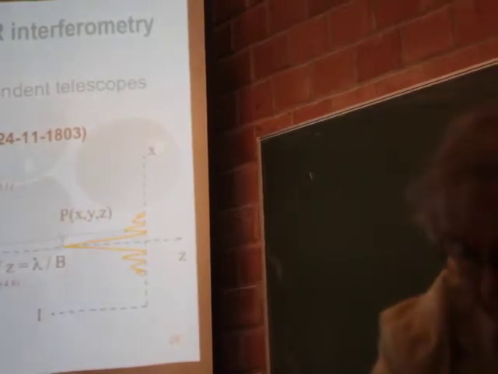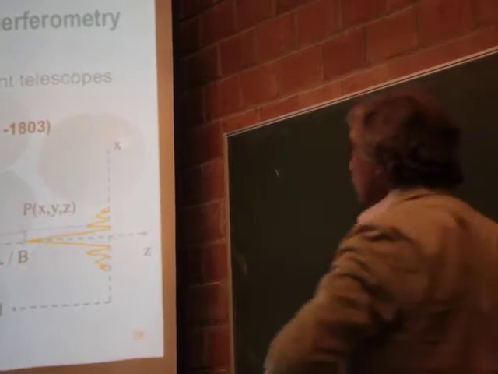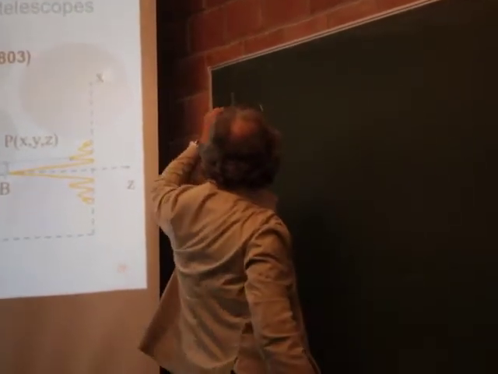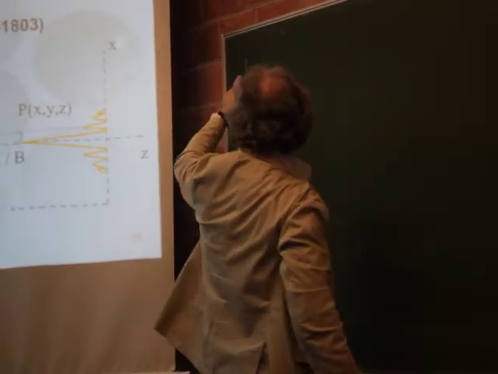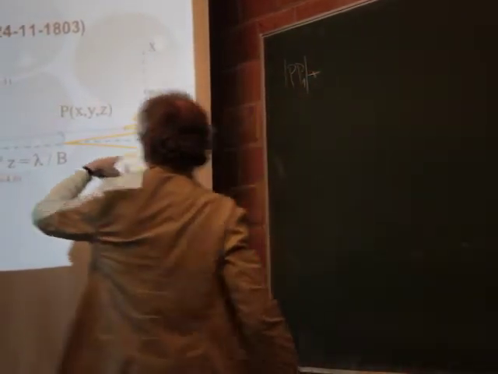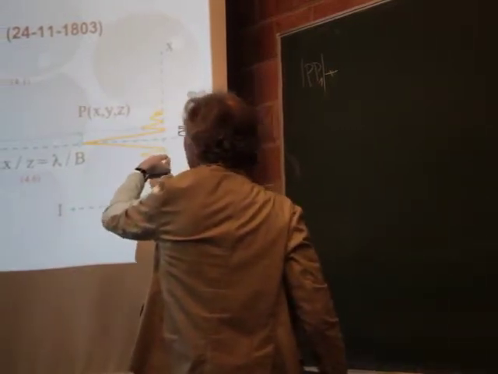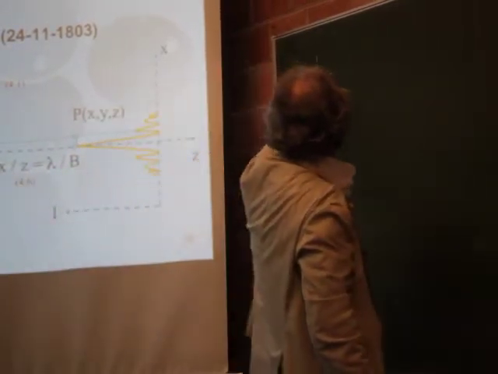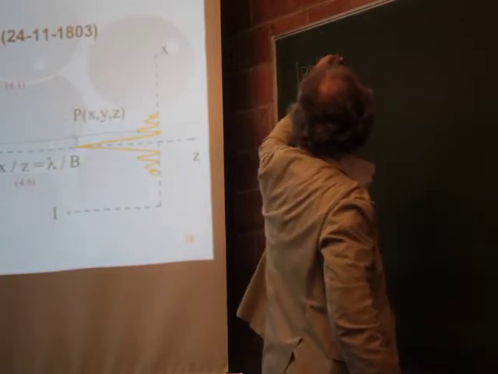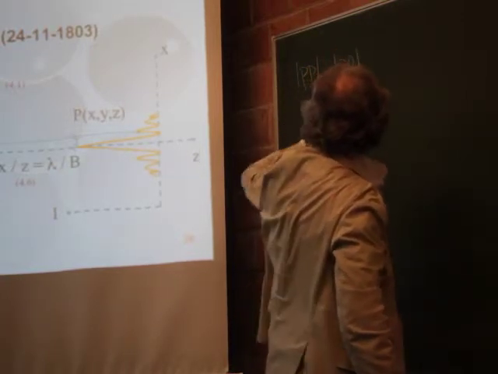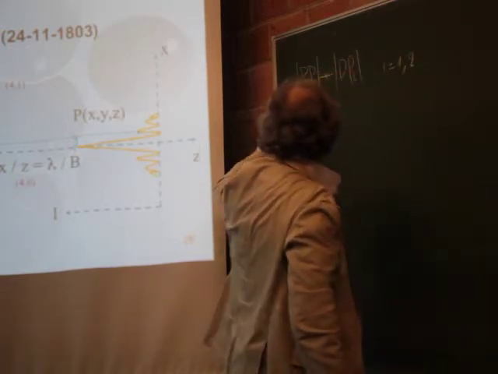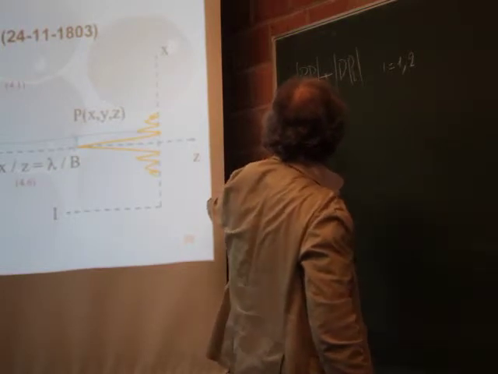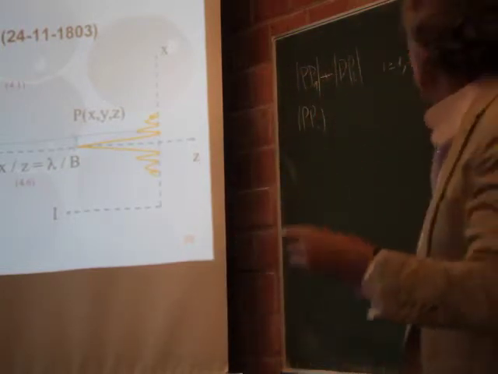So let's try to characterize the light distribution. What we are interested in here is the difference between the distances from the point P in the observer screen: PP1 is the distance between a given point P and the hole P1, and here I just make minus the modulus of PP2. So let's assume that i is equal to 1 or 2.